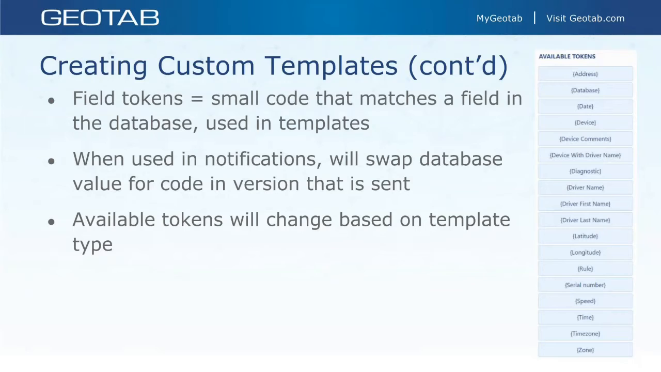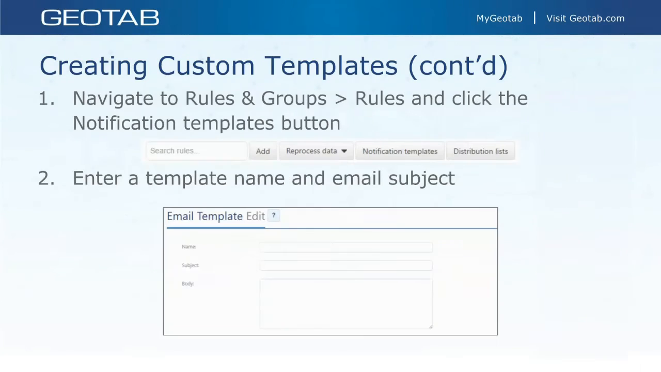So instead of, it's basically just telling the system to pull that data and put it in the notification that's sent out. The tokens will change based on the template type. So you may see some different options depending on if you are setting up a web template or an email template or a text template.